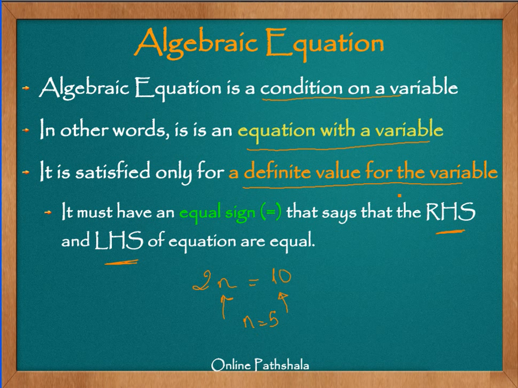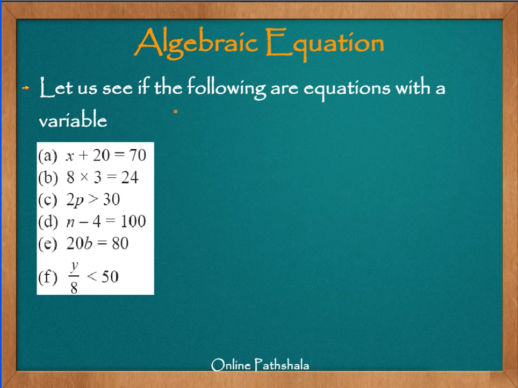So now let us work some examples which will make our understanding even clearer about the algebraic equation. Let us see if the following are equations with a variable. Example A says x plus 20 equals 70. Is this an algebraic equation? I would look at three things. Does it contain a variable? Yes, it does have a variable, which is x. Does it have an equal to sign? Yes, it does. Okay, so this is an algebraic equation.